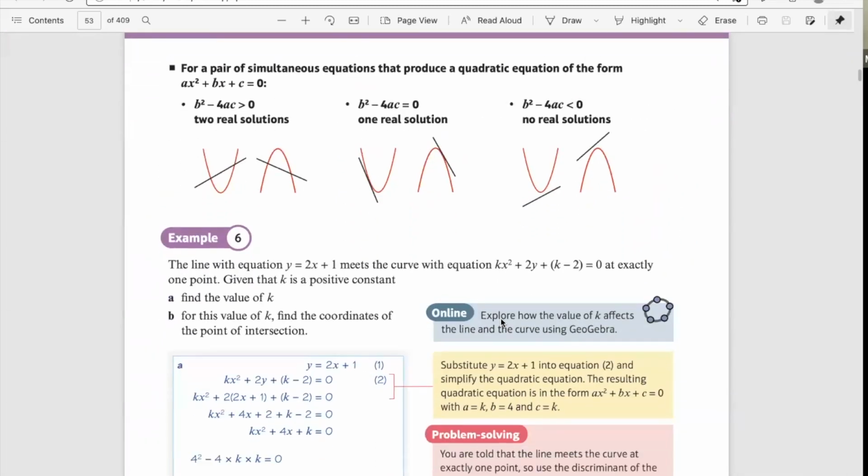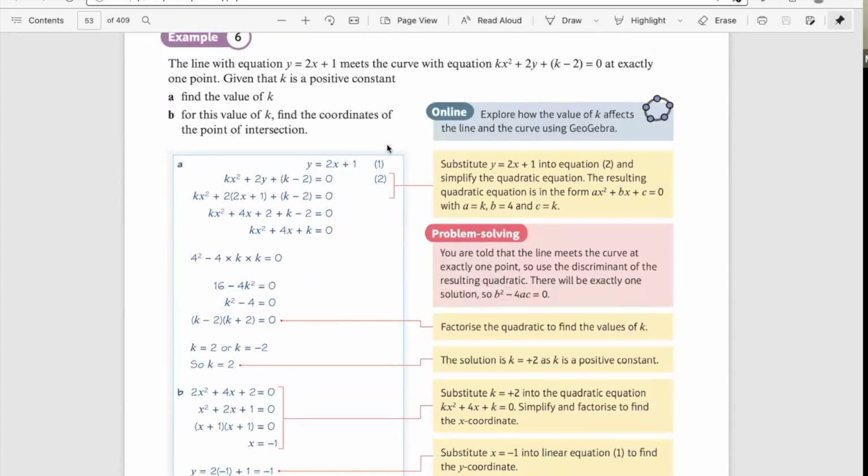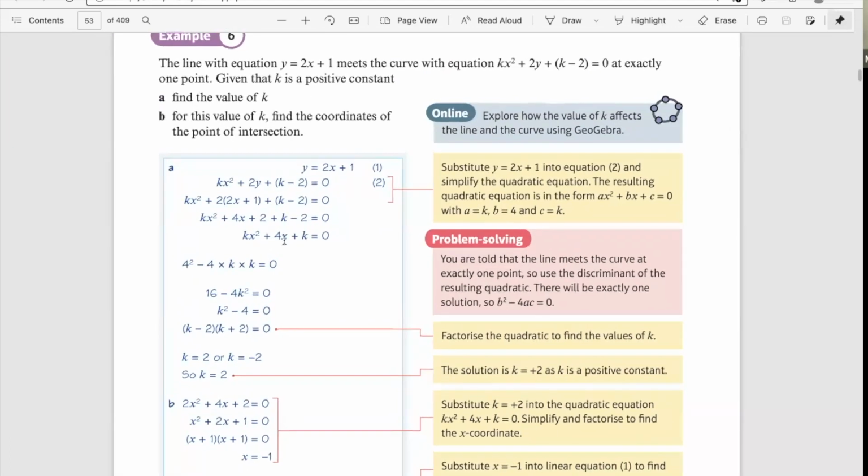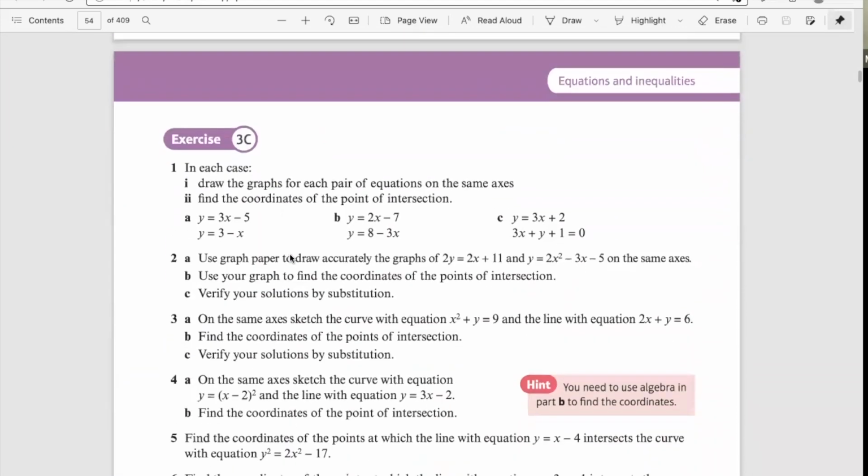So we'll practice a few questions, and indirectly we've already covered this in chapter 2, which was quadratics. Okay. So let's go straight to the questions.